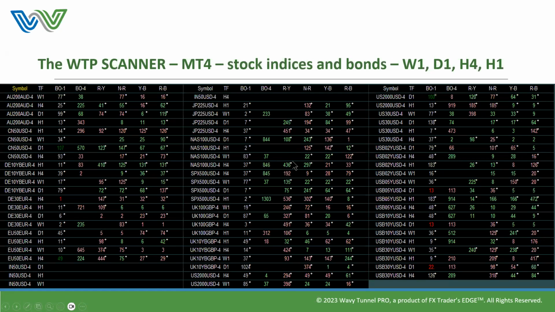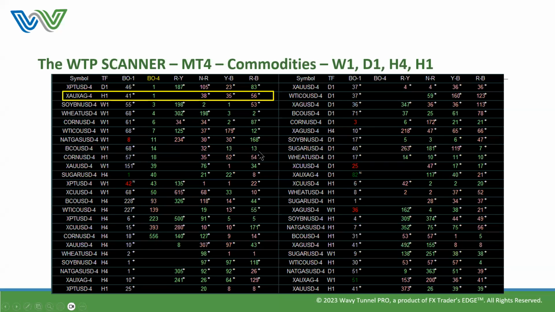So this is what our MT4 scanner looks like. So this is not recent. Okay, I have stock indices and bonds here, the weekly, the daily, the 4-hour, and the 1 hour. And we have the breakout 1 trade, we have the breakout 4 trade, and these are all of our trend line break trades. And our end of the trend trades show up under the breakout 1 column. And then we have commodities, okay? And I guess I'm going to show you this.